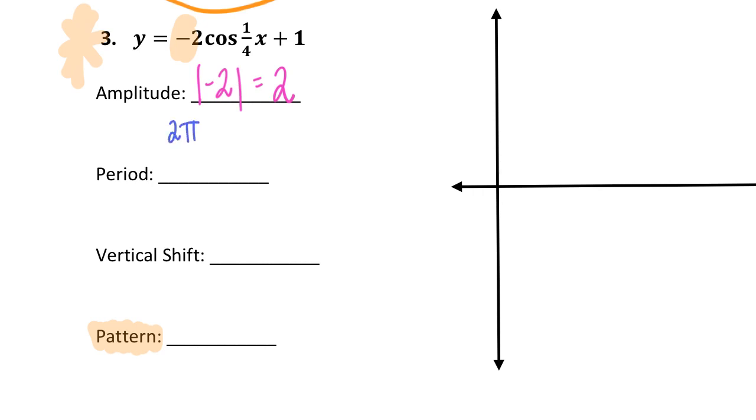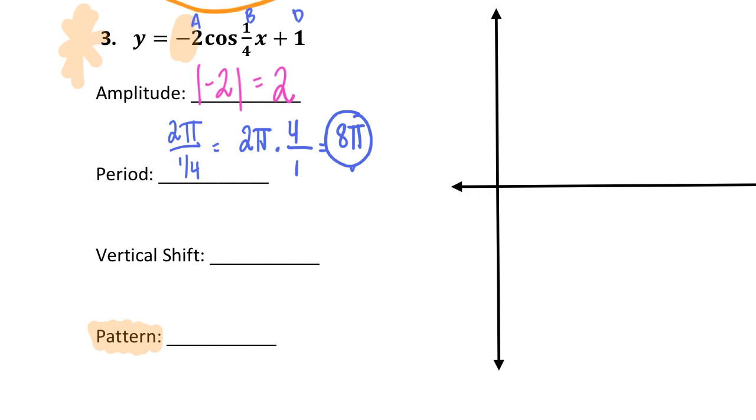The period affects the x-axis. It is 2 pi divided by b, which in this case is 1/4. When you're dividing fractions, take 2 pi, you change the division to multiplication, and you flip the denominator. 2 times 4 is 8 pi. If that was confusing, you can always take your calculator and do 2 divided by 1/4. You'll get 8. Just make sure to tack on a pi at the end. So when you divide by a fraction, notice how our period got longer.